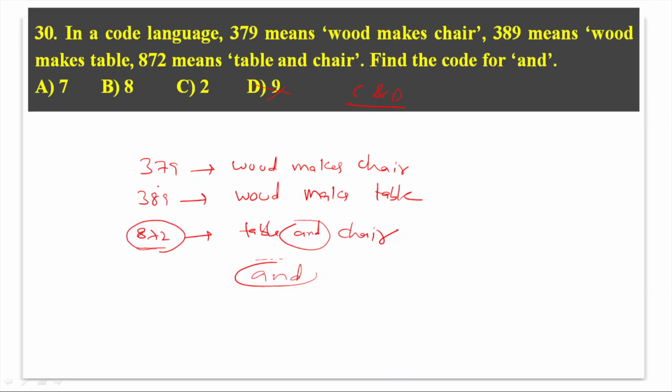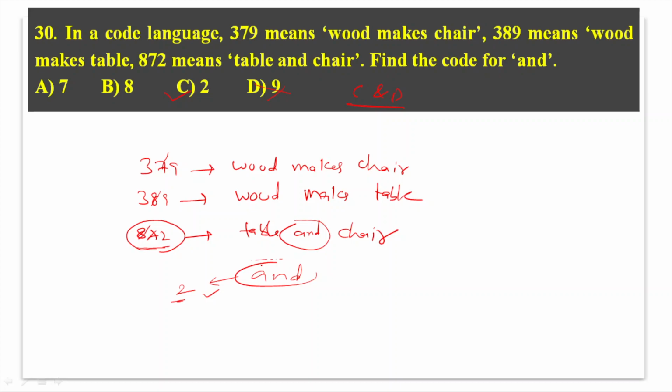But if you observe in these three sets of numbers here, 8 was present. So our answer must not be 8. Why? Because the number has to be present here only. Again here also 7 was present, so 7 is also not the answer. So our answer has to be directly 2. The code for "and" is 2.